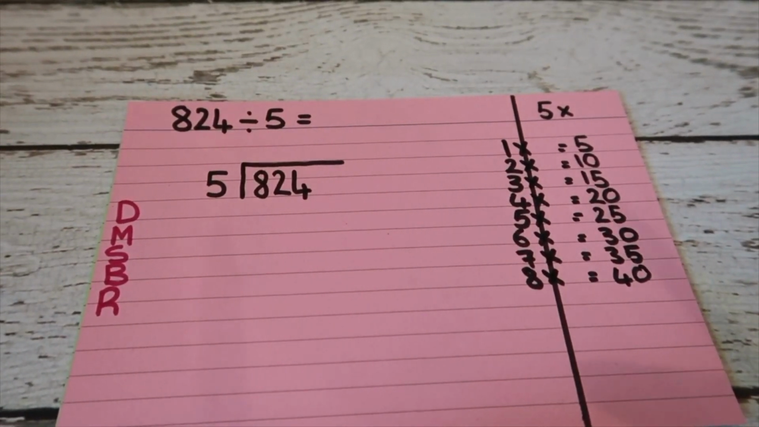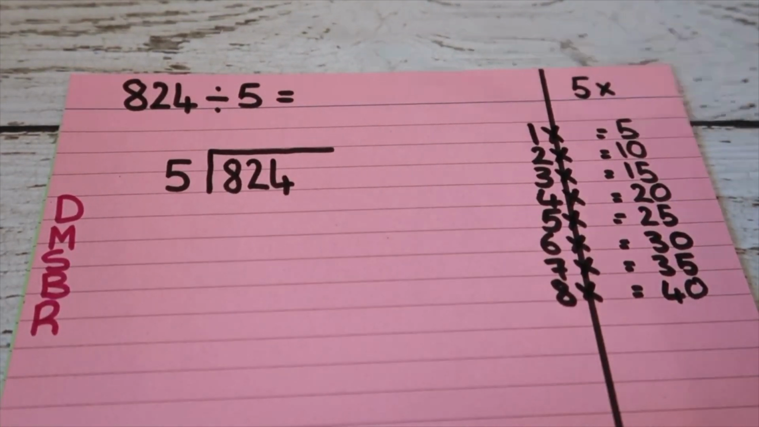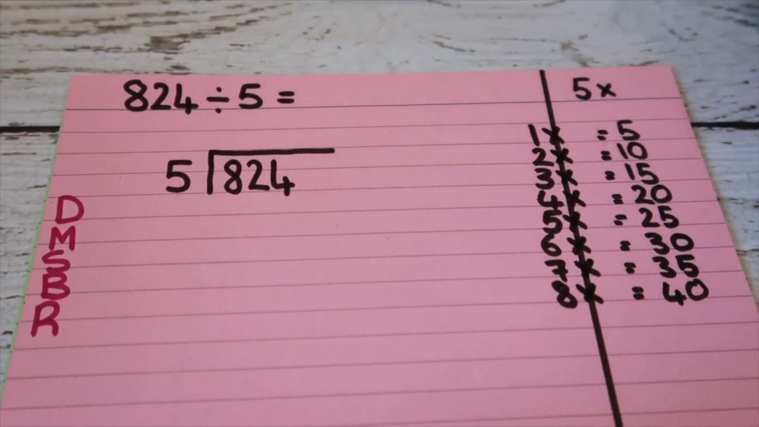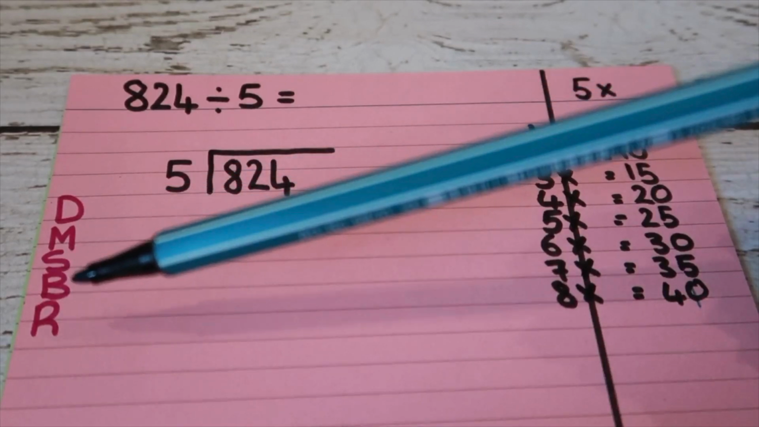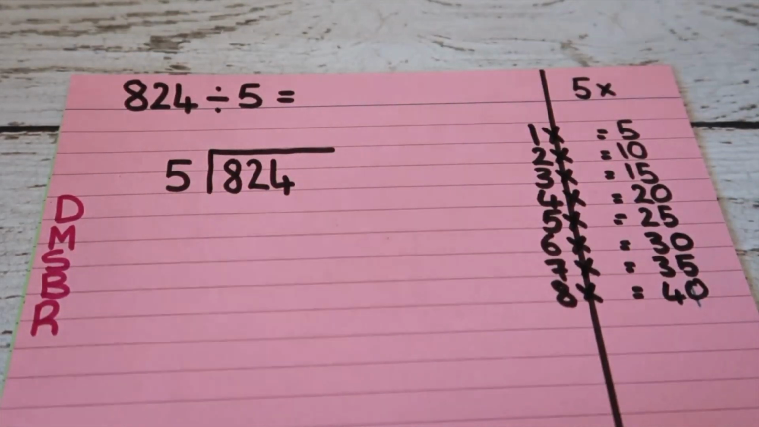This question you would never find in an arithmetic SATs, or there hasn't been one like this until now. However, you could find it in a reasoning paper. So I'm going to show you how to answer a question instead of with remainders with decimal points. So the first step, exactly the same. Do your 5 times tables on the side, which I have done. And DMSBR. So you solve it exactly the same as we have been doing before, but I'll show you how it's a bit different at the end.